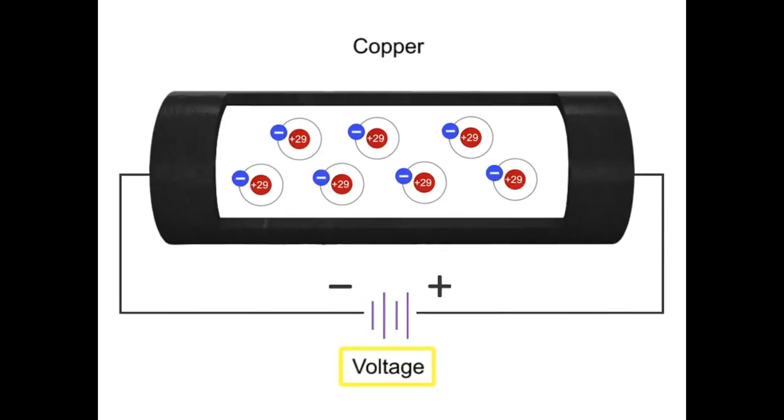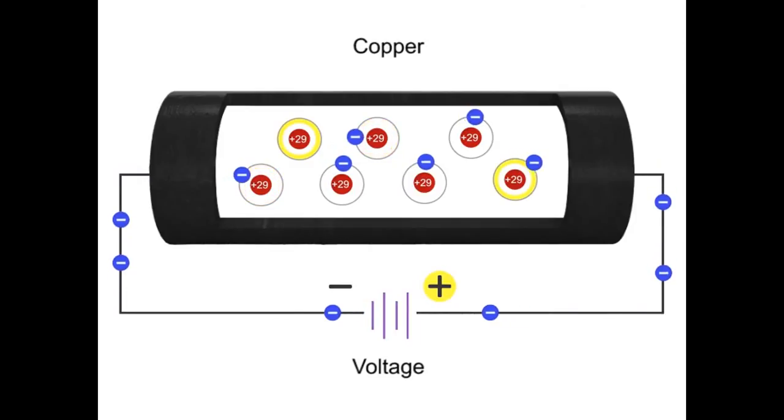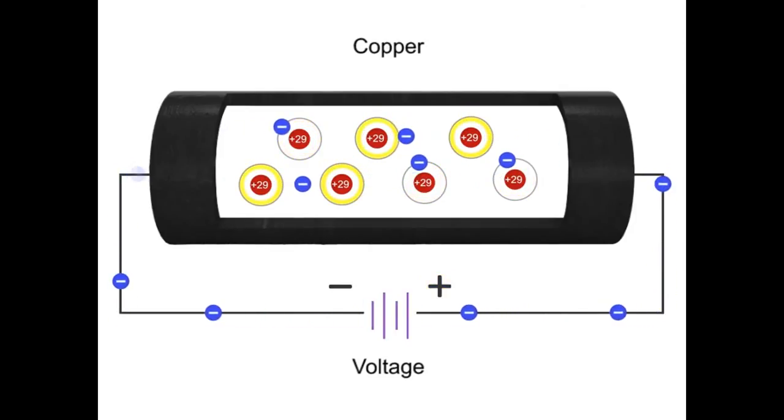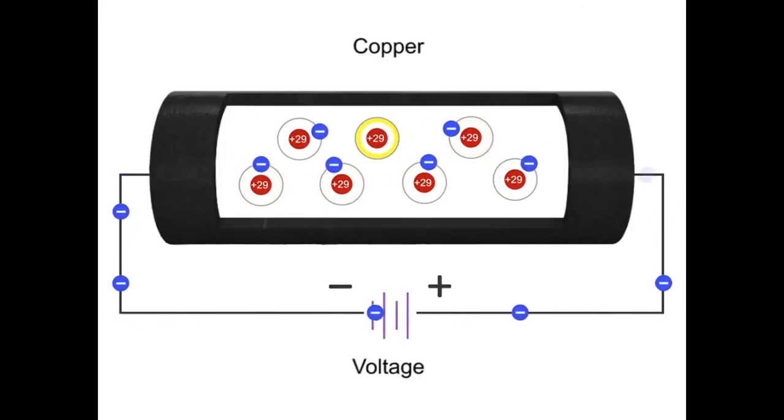When a voltage is introduced to the copper wire, the electrons can be directed through the wire, with the electrons moving towards the positive end of the source voltage. This movement or flow of electrons in one direction is called electron current flow, or just current.